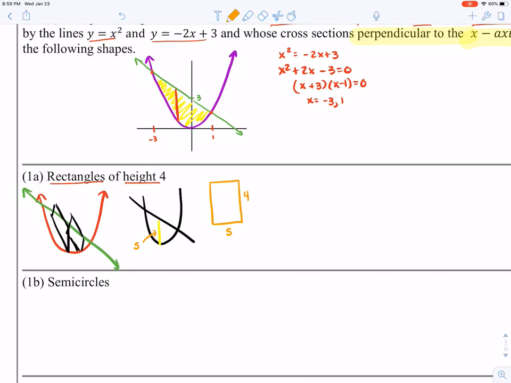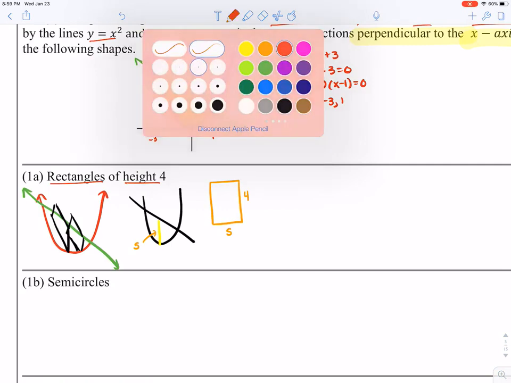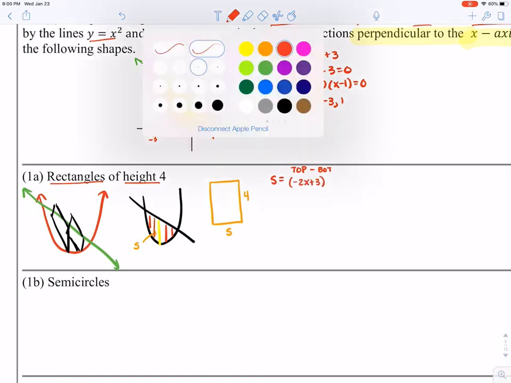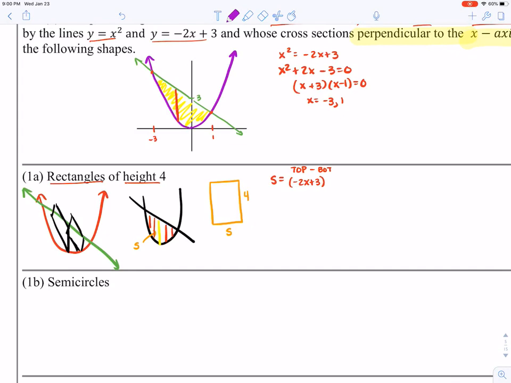So what we need to do is find a formula for S. S at any point along this will be represented by the height of our function. So in this case, S is going to be our top function minus our bottom function. The top function happens to be the line, negative 2x plus 3, and our bottom function is the parabola, x squared.